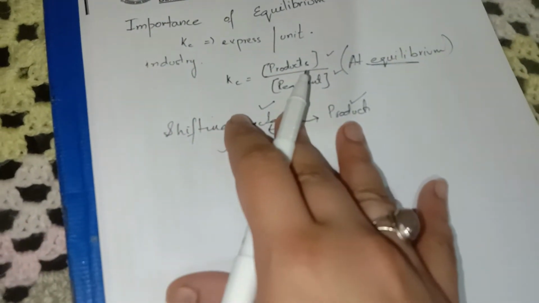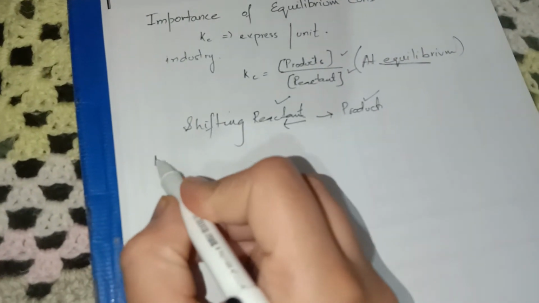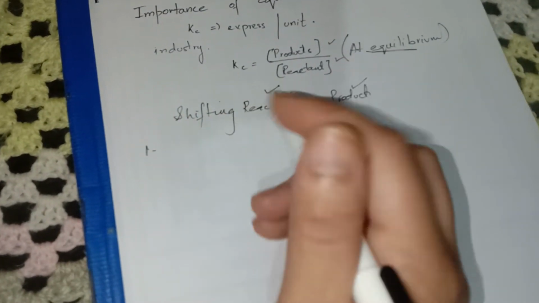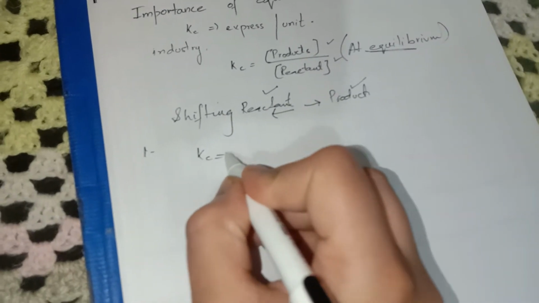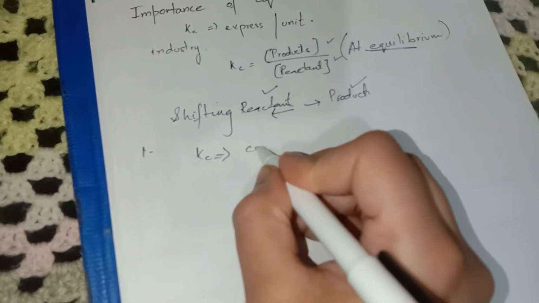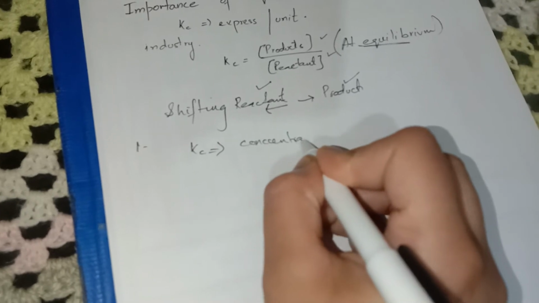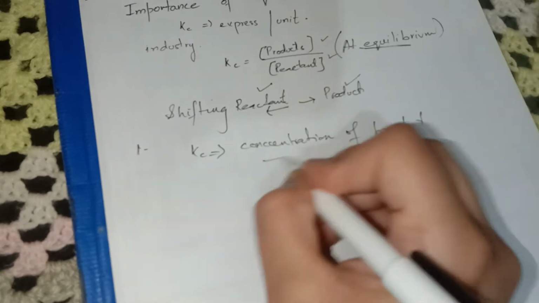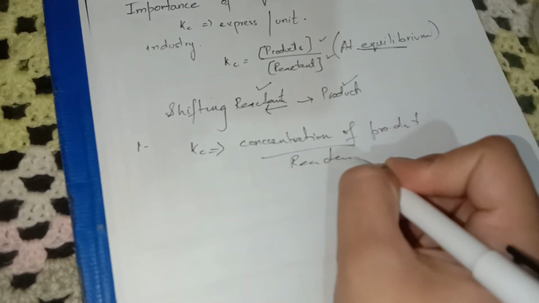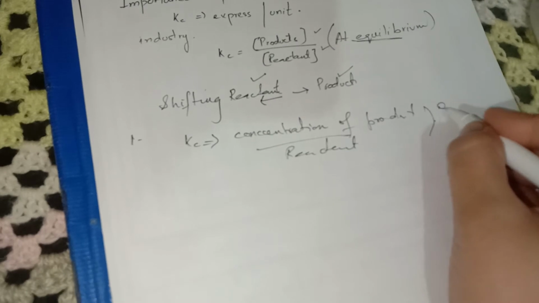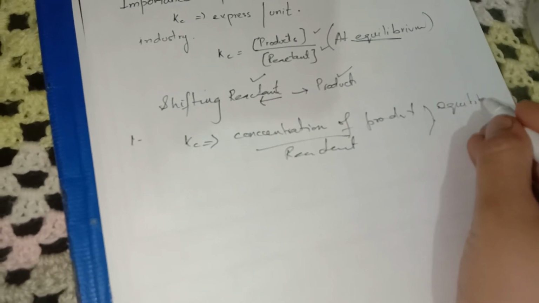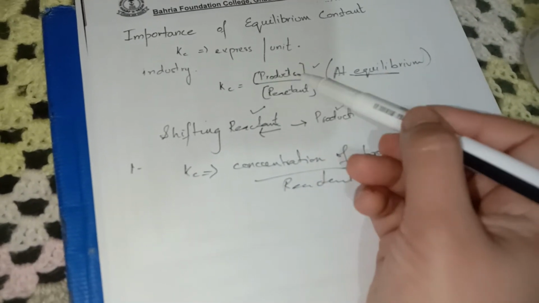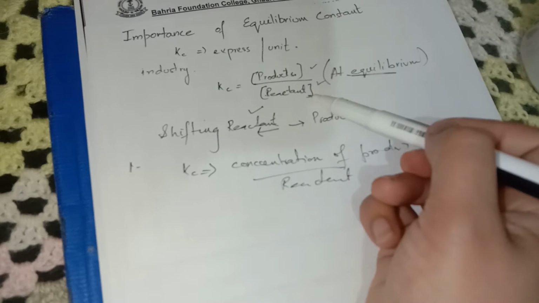Now we will see what are the important points of equilibrium constant. What is the importance of equilibrium constant? Number one, Kc basically helps you to determine the concentration of products or the concentration of the reactants at any point, especially at equilibrium. You have seen the expression of Kc. It tells you the concentration of the products and the concentration of the reactants.